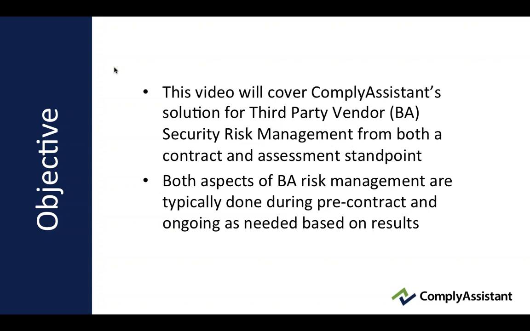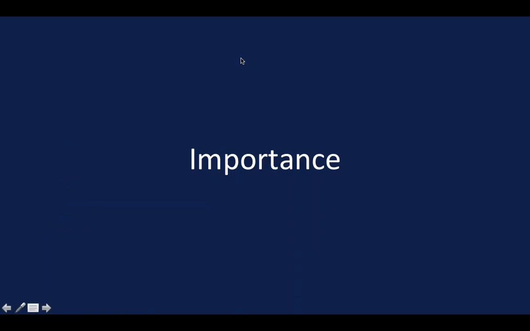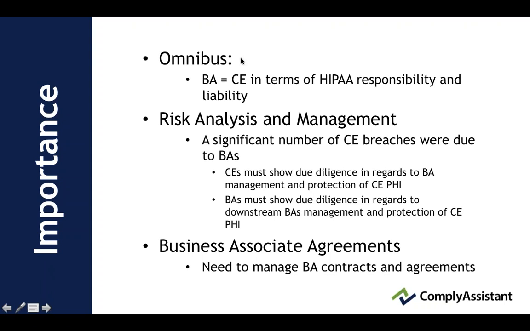So the objective of today's video is to cover the third-party security risk management solution from both a contract standpoint for BAs and an assessment standpoint as well. Both aspects of BA risk management are typically done in a pre-contract status and also ongoing as needed based on results. We know that the Omnibus Final Rule made this very important. BAs have been involved in a number of breaches, and BAs are now responsible in terms of HIPAA and liable, more so than ever before.